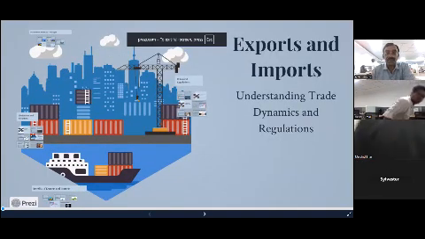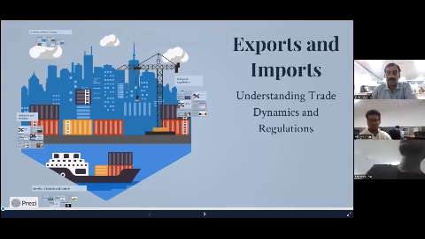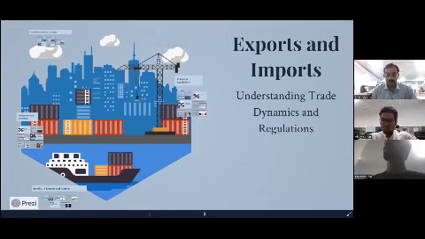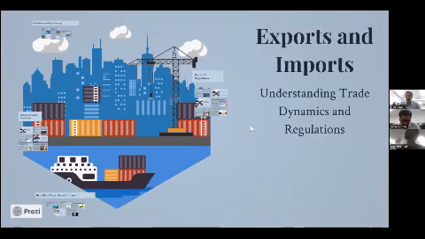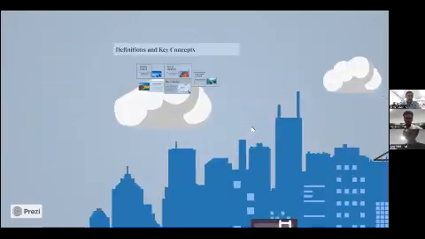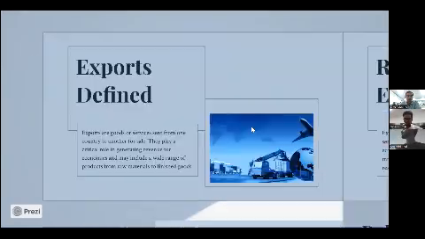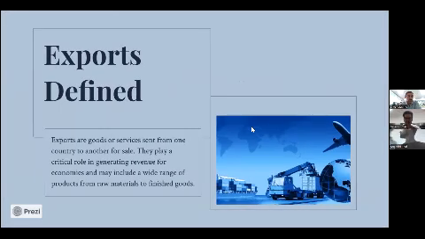Yeah, the topic is exports and imports. Let us understand trade dynamics and regulations. Definition and key concepts of exports. Exports are goods or services sent from one country to another for sale.